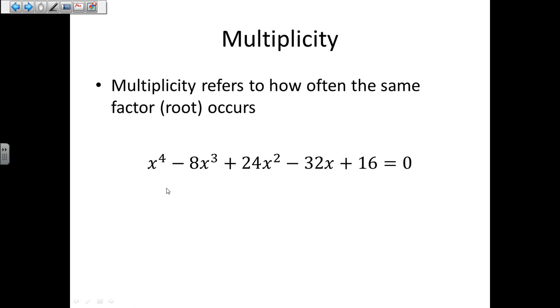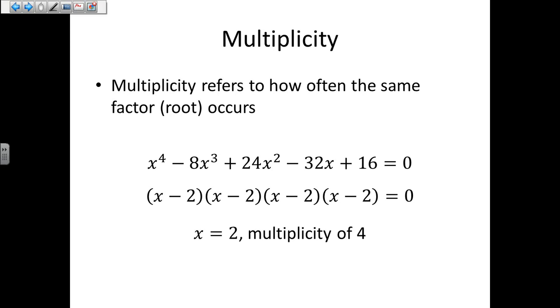Now, multiplicity refers to how often a factor or its root occurs. I'm not going to ask you to factor this polynomial. I'll show you what it factors into, but it's going to factor into the same thing multiple times. Thus, the idea of multiplicity, meaning that it occurs more than once. This actually factors into x minus 2 times x minus 2 times x minus 2 times x minus 2. So we say that the factor, or the root, x equals 2, has a multiplicity of 4, just meaning that it occurs 4 times.